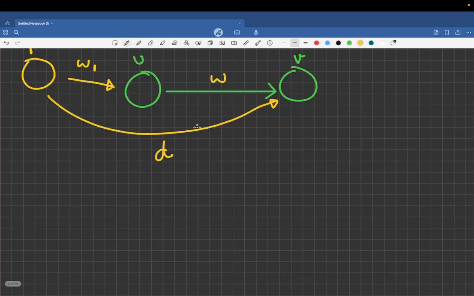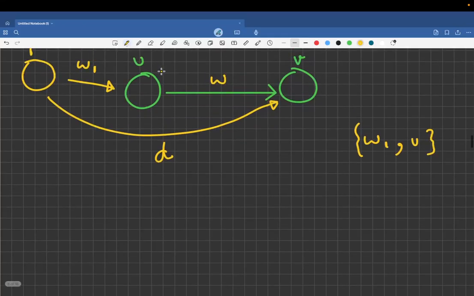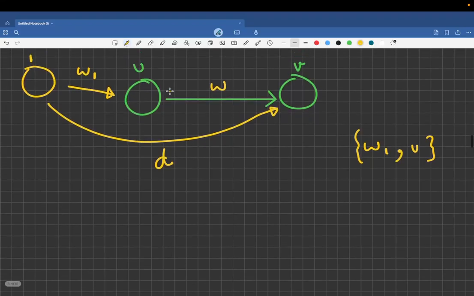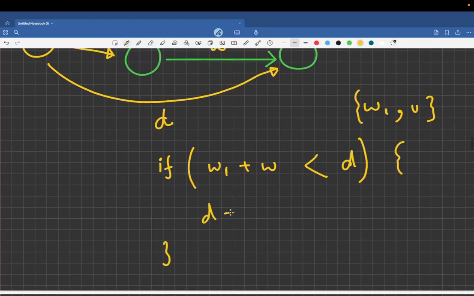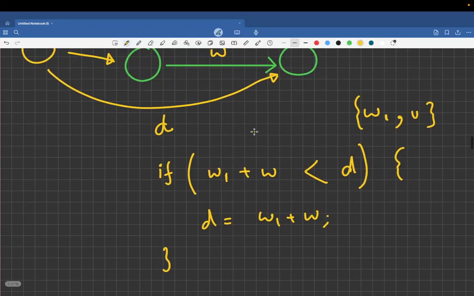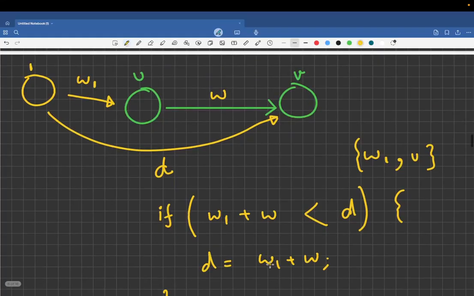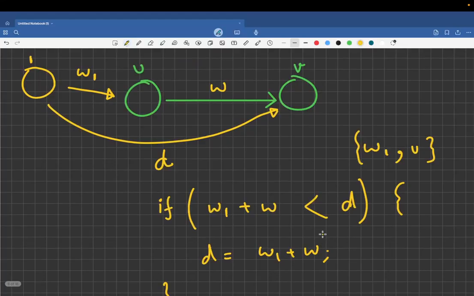Now just tell me, what do you do in Dijkstra? Let's suppose you have node U as the topmost element in your priority queue right now. For every adjacent edge of U, what would you check? Let's suppose this is the adjacent edge that you are covering right now. You would check if W1 plus W is lesser than D, right? And if this is the case, we modify our D with W1 plus W and push this particular node V with its distance in the priority queue. This is what we do, right?